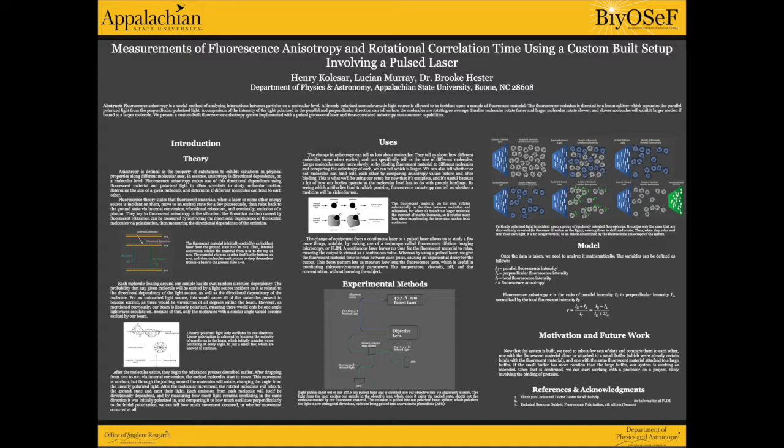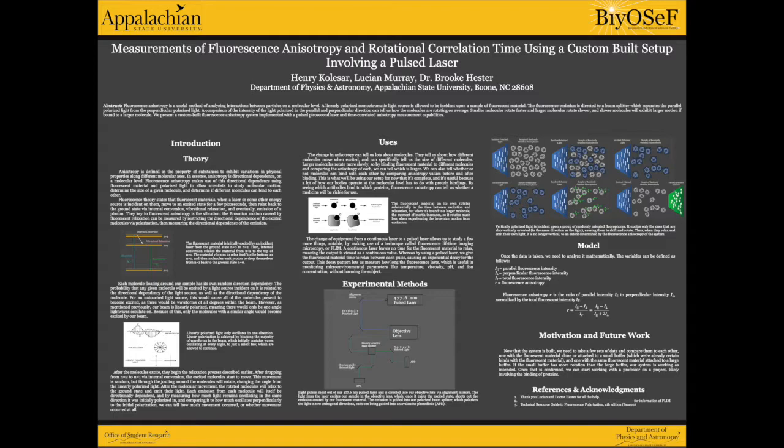After dropping energy via internal conversion, the excited molecules will start to move. This movement is random, but through the jostling around the molecules will rotate and change the angle from the angle that the polarized light that was incident upon it had. After the molecular movement, the rotated molecules will relax to the ground state and emit their light. Each emission from each molecule will itself be directionally dependent, and by measuring how much light remains oscillating in the same direction it was initially polarized in, and comparing it to how much oscillates perpendicularly to the initial polarization, we can tell how much movement occurred, or whether movement occurred at all.